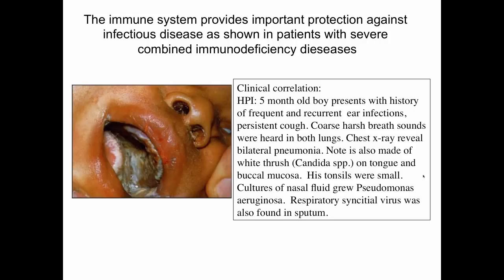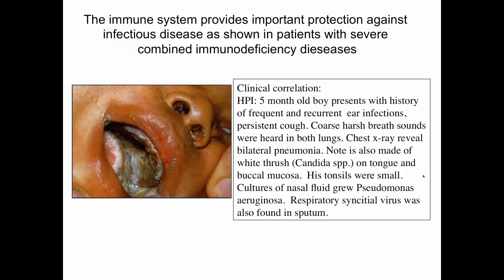We know that the immune system is critical for protecting us against infectious disease because there are patients that have very severe primary immunodeficiency syndromes where they're essentially born without a functioning immune system. And so this is just a 5-month-old boy who presents with a history of frequent and recurrent infections that have been attributed to multiple different types of microbes.